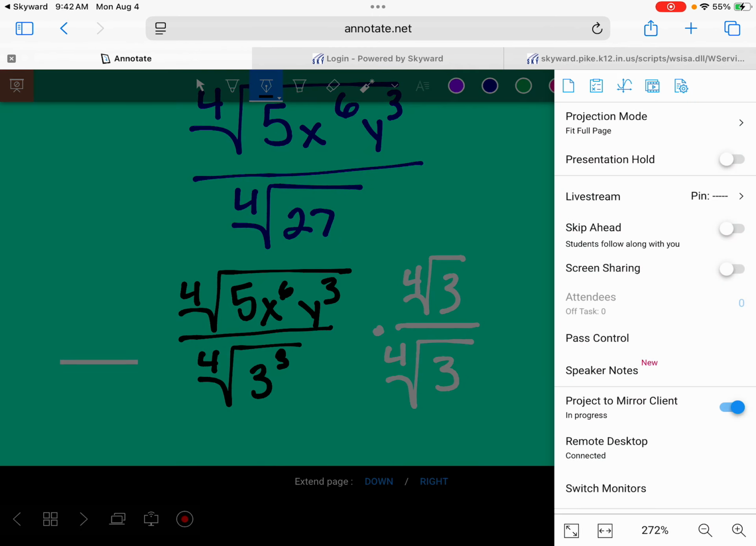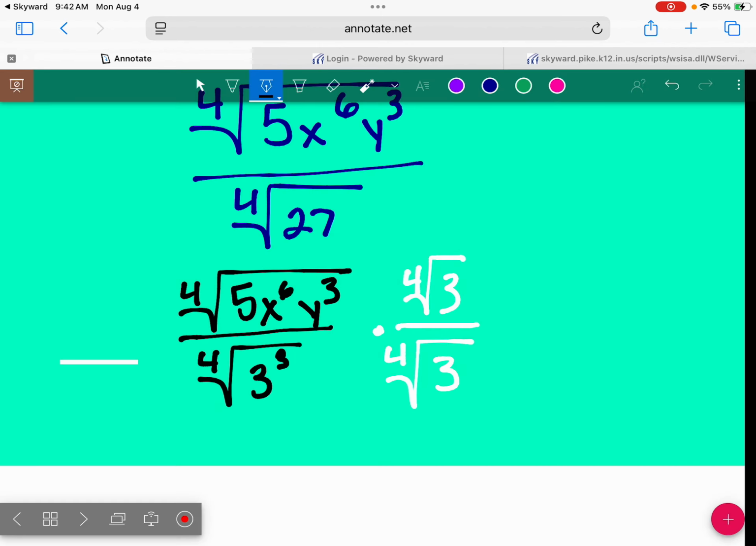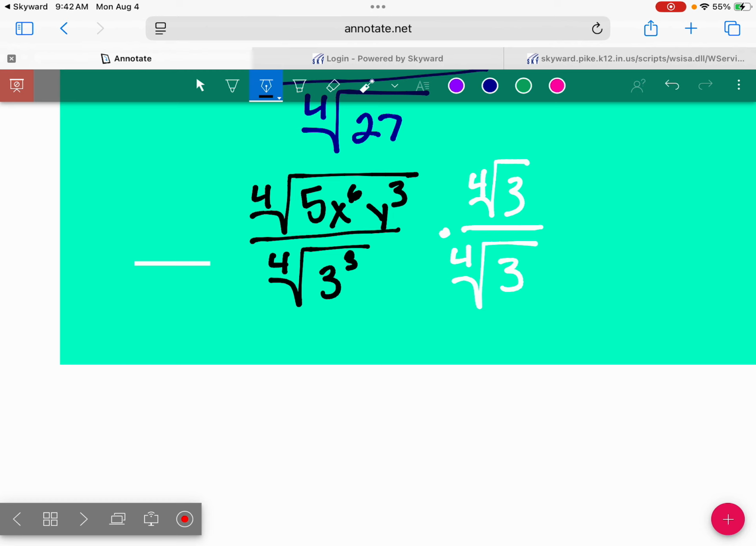I'm going to change my view real quick. Hang on, I'm going to make the screen jump for a second. There we go. Just because I need a little more space.